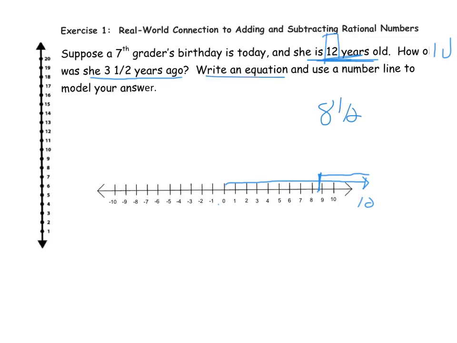Now what that equation is going to look like: how old was she, so what are her years, if we start at 12 and we add to that. I'm going to write it two different ways. We subtract 3.5, but remember what we learned in the last lesson. We have to add the additive inverse, the opposite. So we had a positive 12 and then a negative 3.5.